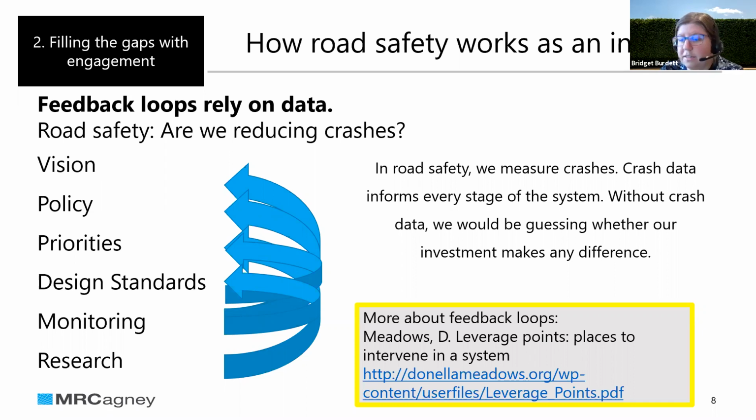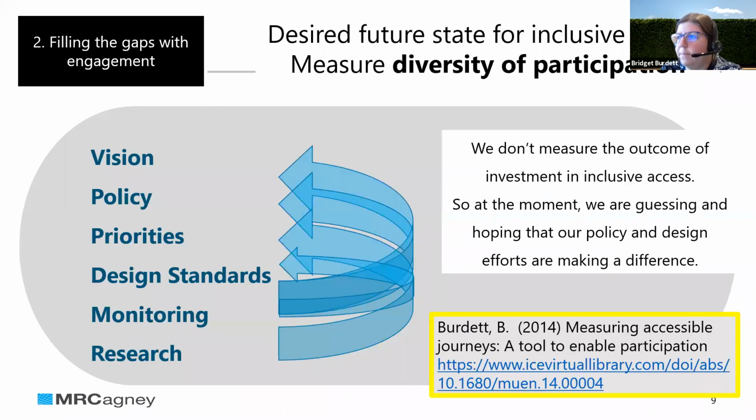When we think about inclusive access, it's not really as big as road safety. There isn't really that widespread understanding amongst the transport industry of what inclusive access is. And I think one of the big reasons for that is that we don't have an equivalent of crash data. So there's no central kind of number that we're trying to improve or trying to work on.